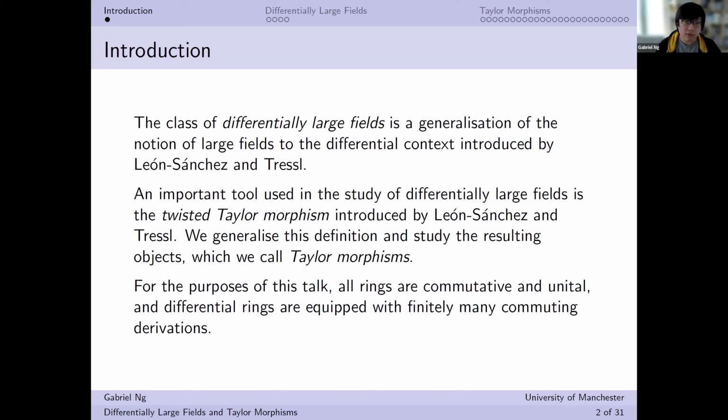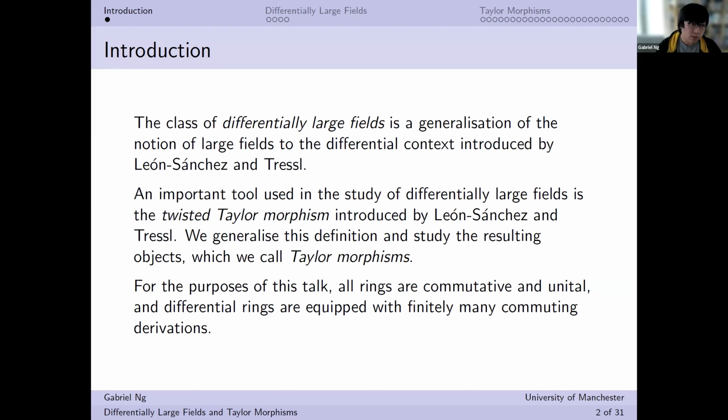And the focus of this talk later on will be a generalization of this notion, where we just define a Taylor morphism to be a certain functor in some sense, and we will see that what we get is quite rigid and in fact completely determined by some slightly generalized twisted Taylor morphism in some sense.